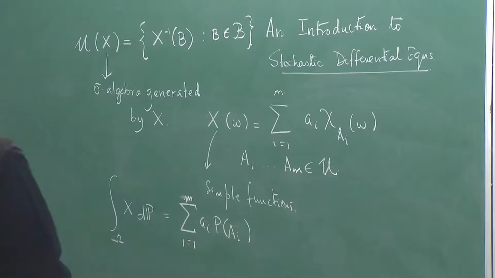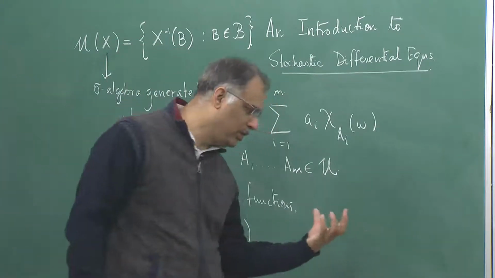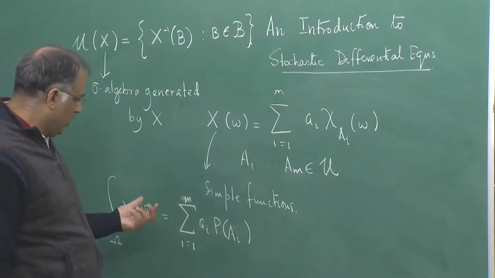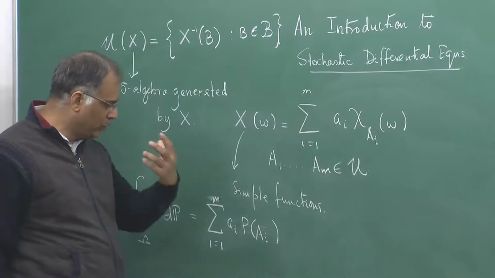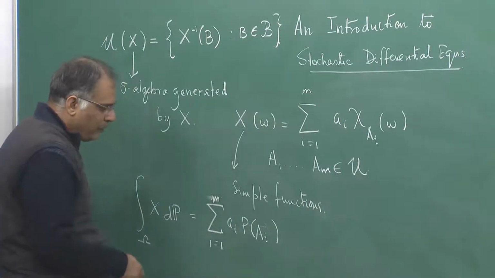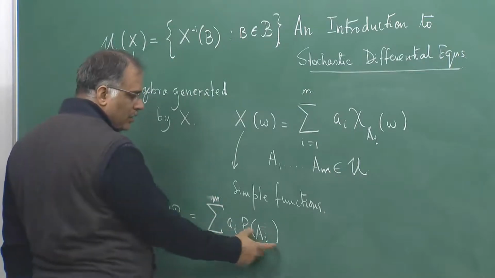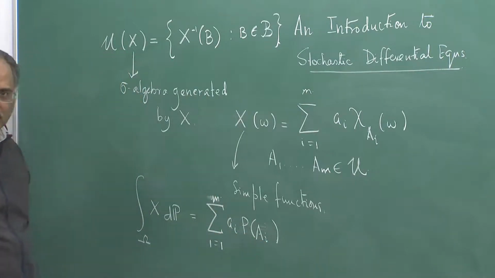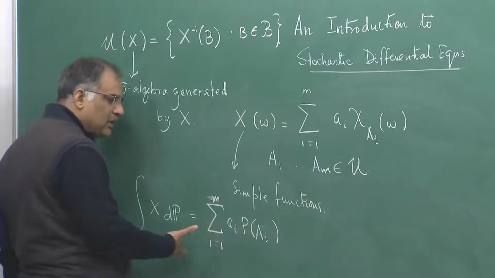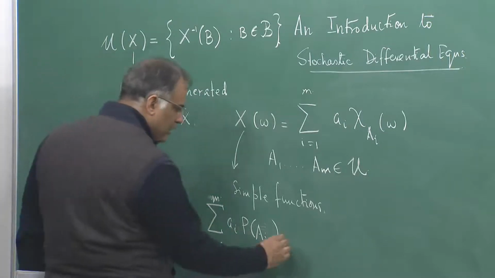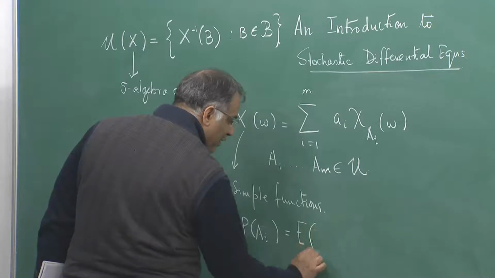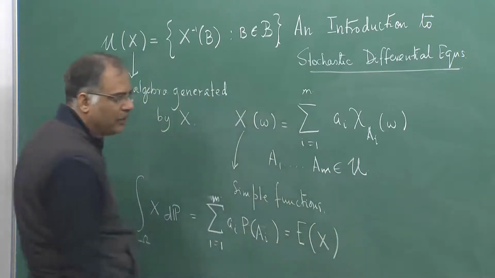So, I do not need other parts except the parts which are within A1 union A2 union dot dot dot AM. So, this is nothing but the value has been taken over those parts, and the product and the probability. This is nothing but an expectation. So, this is essentially the expectation of x, or the average of the random variable x.